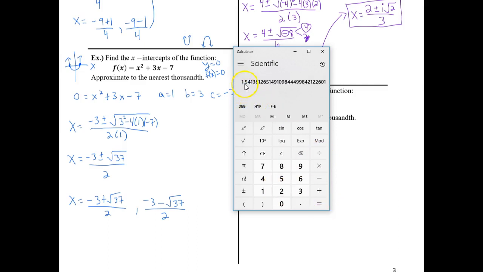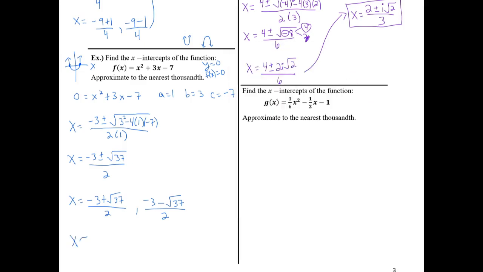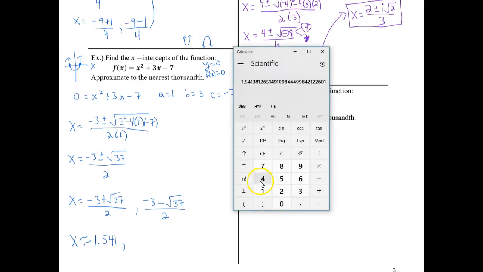and I get 1.5413 and so on. We have to go out to the thousandths place. So tenths, hundredths, thousandths. We look to the right. That 3 says leave the 1 alone and drop everything else off. So x will be approximately 1.541.